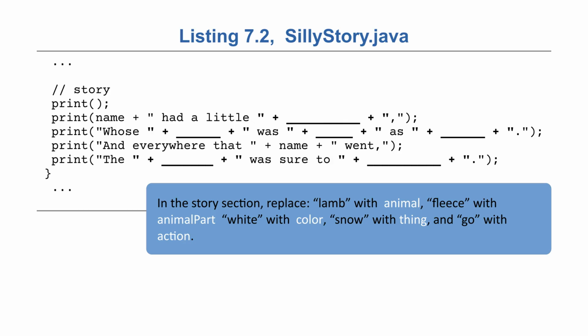In the story section, replace lamb with animal, fleece with animal part, white with color, snow with thing, and go with action. Run it. What happened? It should have printed the silly story using all the text you entered for each string variable, and there should be appropriate spacing throughout the silly story.